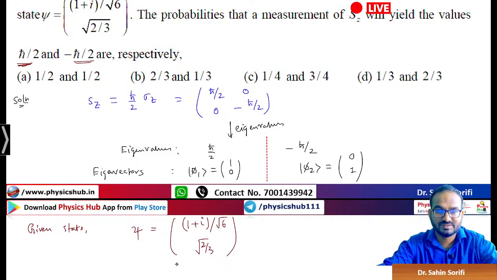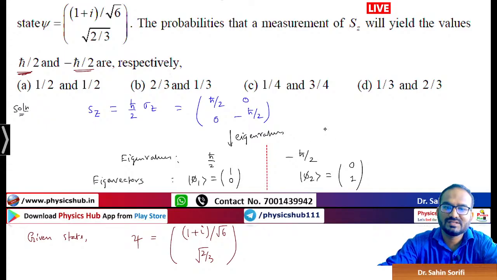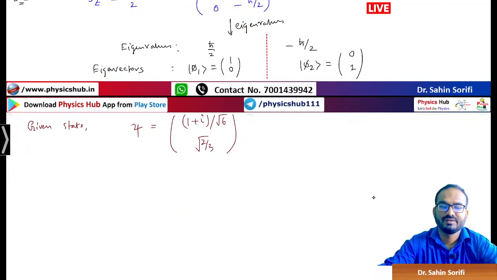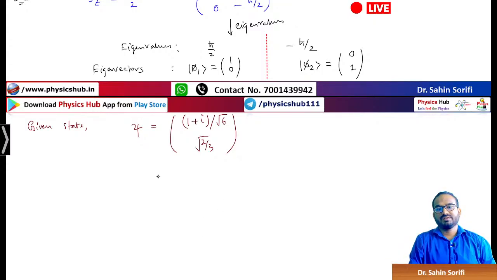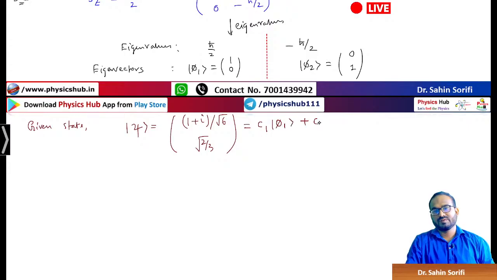These are standard values for Sz. If you solve this eigenvalue equation, you will get h cut by 2 and minus h cut by 2, and the corresponding eigenvectors 1 0 and 0 1. Okay, you can calculate. So this ket psi should be written as a linear combination, let's say C1 phi 1 plus C2 phi 2. We have to express it in this way.